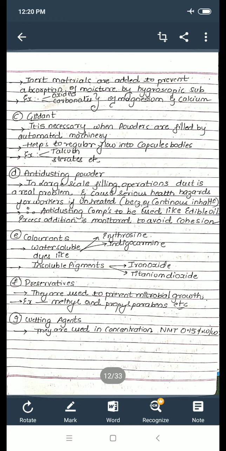The next excipient is colorants. There are some water soluble dyes like eosin, erythrosine, indigo carmine, and some insoluble pigments like iron oxide or titanium oxides are also added. Apart from this, some preservatives are added. Of course, these preservatives are used to prevent microbial growth. For example, methyl and propyl parabens can be added as preservatives. And there are also wetting agents which can be used in a concentration of not more than 0.15% w/w.